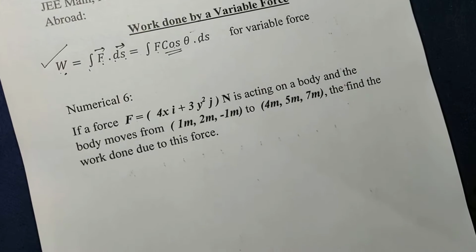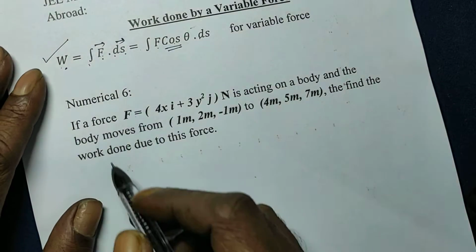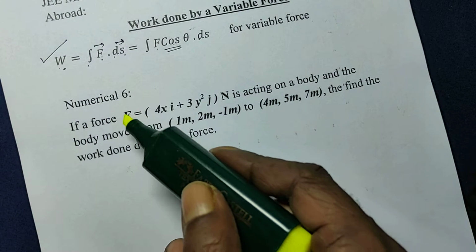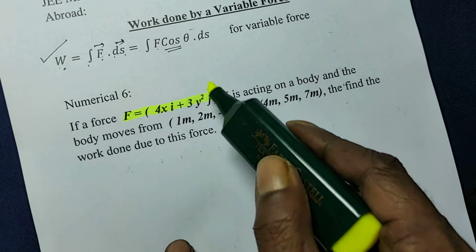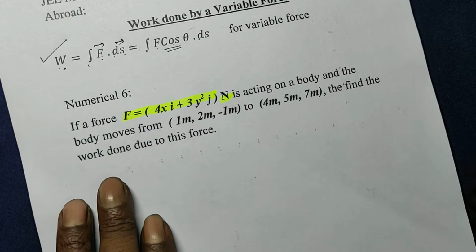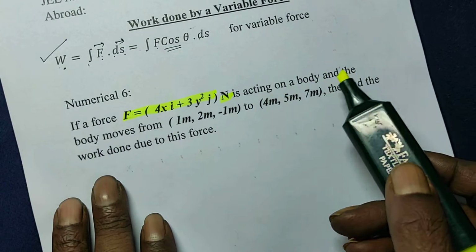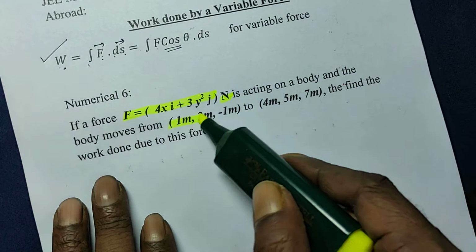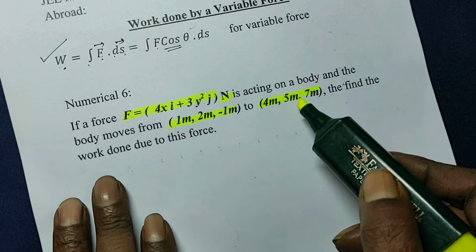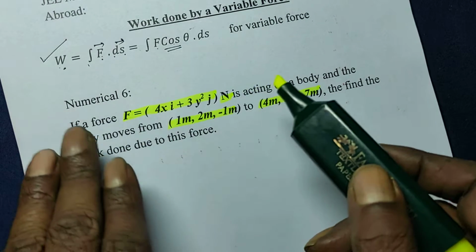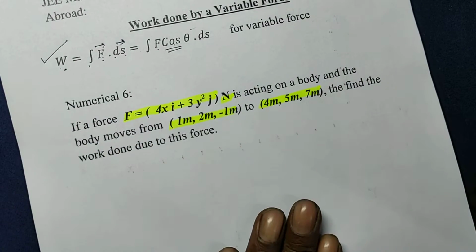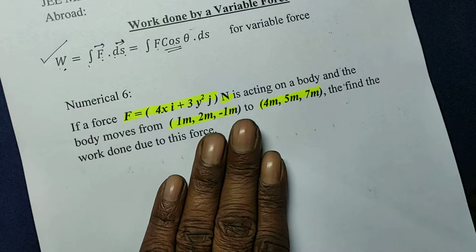Now look at the numerical problem. There is a force given as F is equal to 4x i cap plus 3y square j cap Newton. This force is acting on a body and the body moves from this position to this position. This is a three-dimensional position. It will be difficult to show you on a two-dimensional page, but still I will explain.